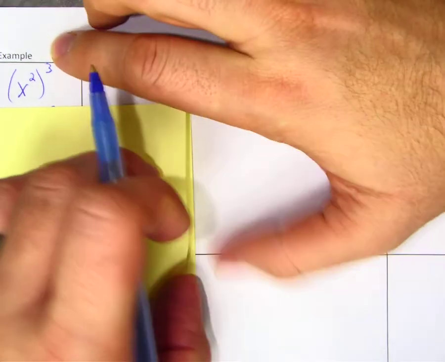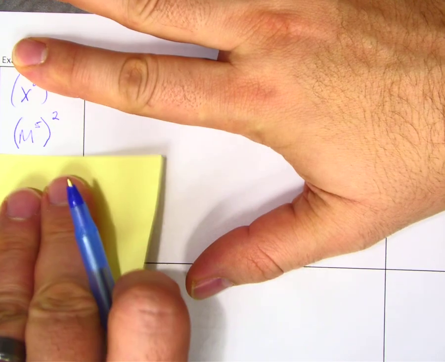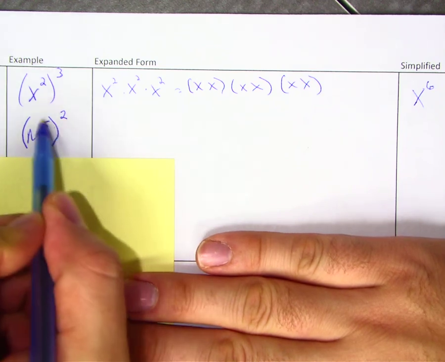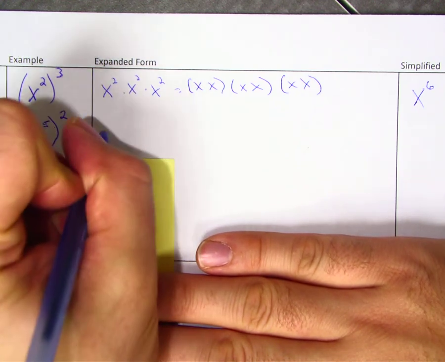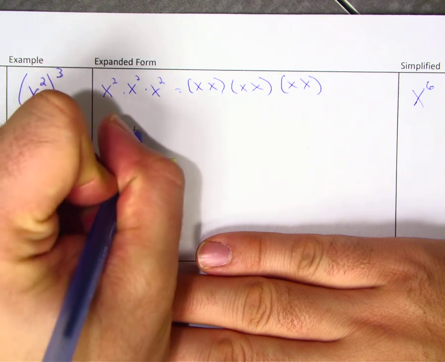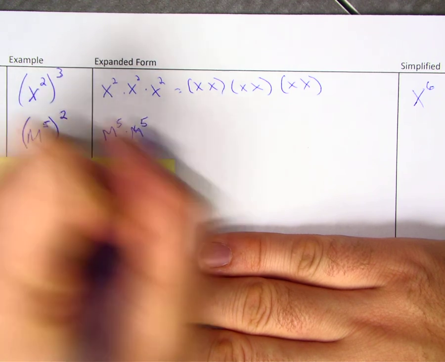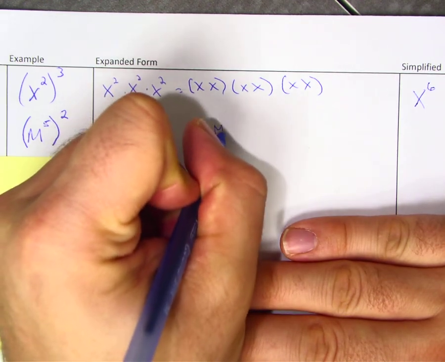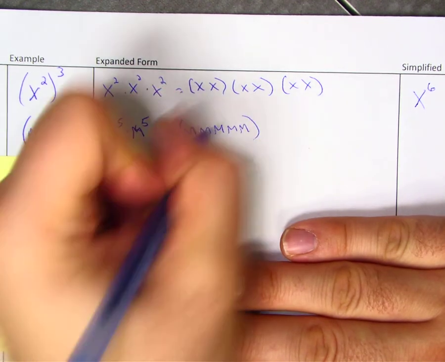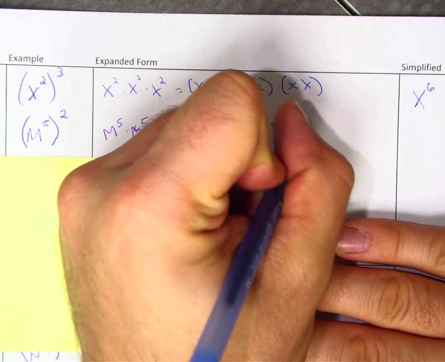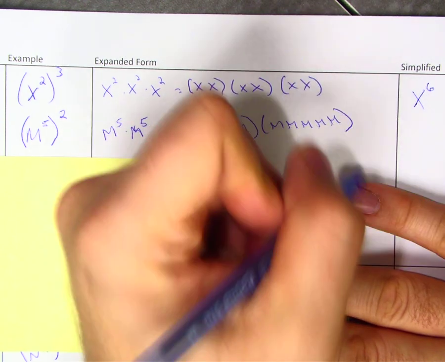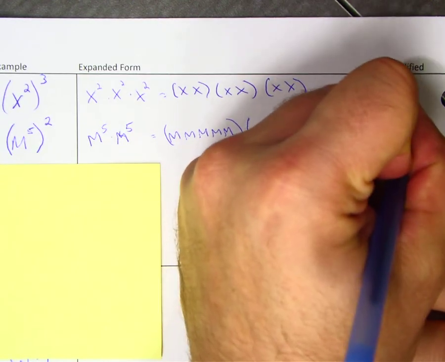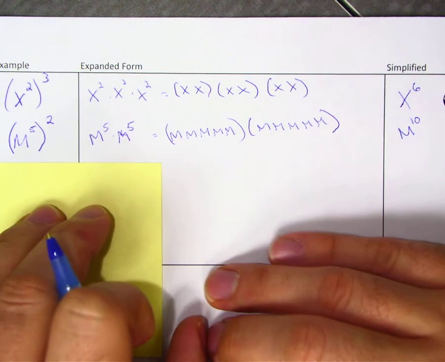All right. Let's go ahead and look at the next one here. m to the 5th to the 2nd. That means that there's 2 m to the 5ths. So m to the 5th times m to the 5th, and that's the same thing as saying 1, 2, 3, 4, 5 m's times 1, 2, 3, 4, 5 more m's. So really that is 10 m's, so m to the 10th power.